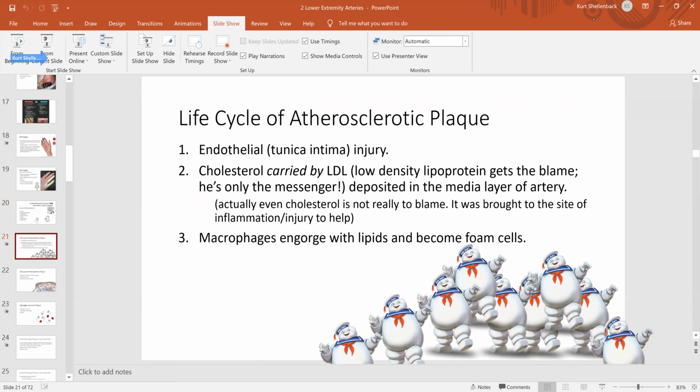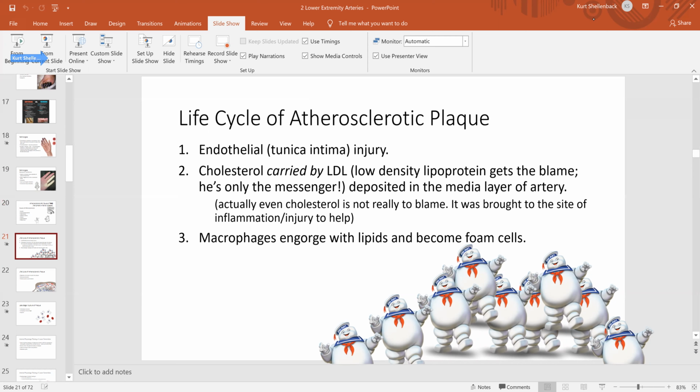Cholesterol is carried by LDL. We hear about low density lipoprotein and high density lipoprotein, and the low is bad. The low density lipoprotein gets the blame, but it is only the messenger. LDL carries cholesterol. I believe cholesterol is hydrophobic, so it cannot travel through the bloodstream very well unless it's being carried by another protein. So that's what LDL is. It deposits on the medial area of the artery. Actually, even cholesterol is not really to blame. It was brought to the site by inflammation and injury to help.